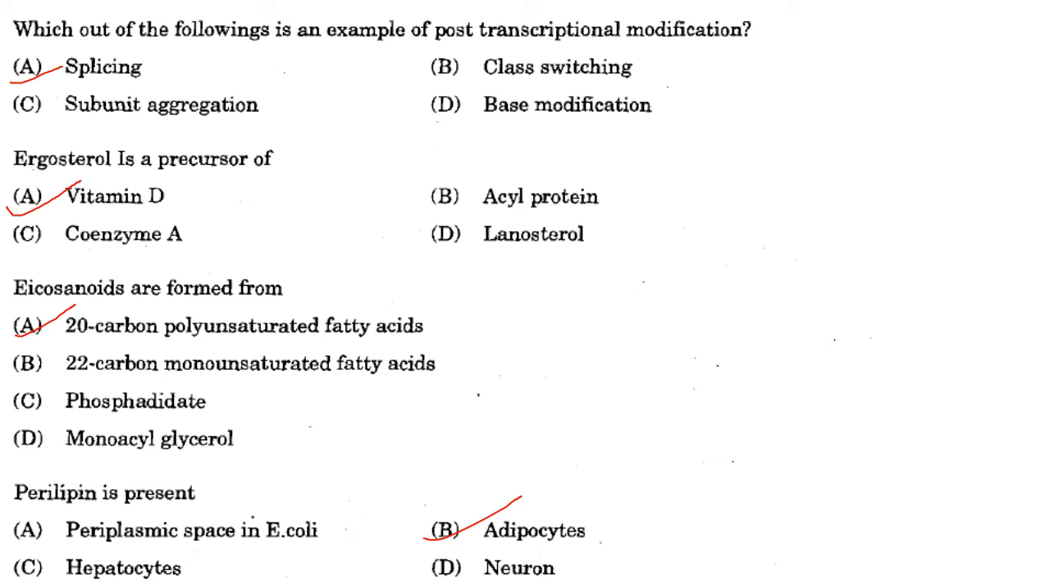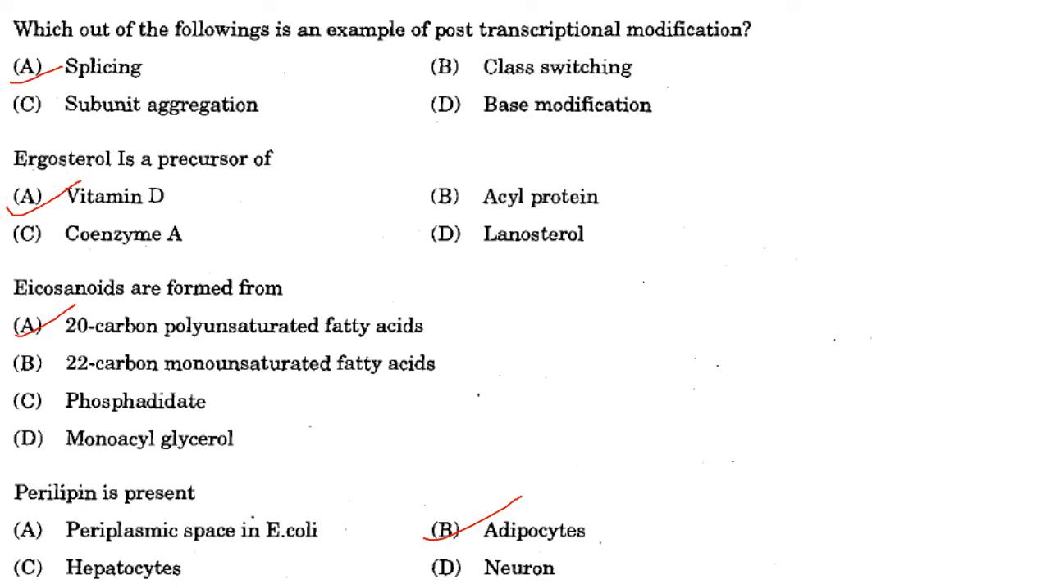Now next one. Which of the following is an example of post-transcriptional modification? So the pre-mRNA molecule undergoes three main modifications, that is 5' capping, 3' polyadenylation and splicing. So out of these, the example of post-transcriptional modification is splicing. Answer is option A. Ergosterol is a precursor of vitamin D.